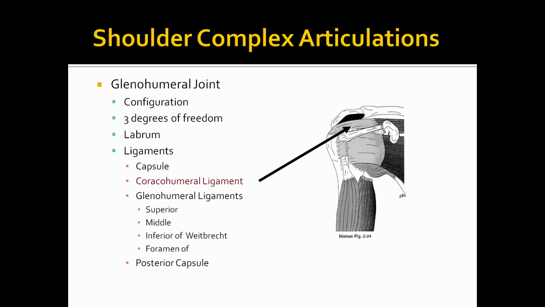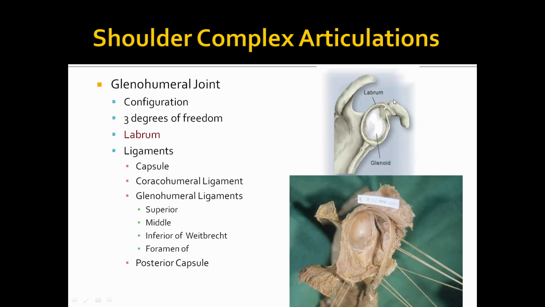Then you have the labrum, which I said covers the rim of that glenoid fossa. It acts as a little bit of a wedge, so it helps keep the suction of the humeral head in the joint so it doesn't pop out. Although it does pop out more than likely because, like I said, it's really mobile, so there's a lack of stability.